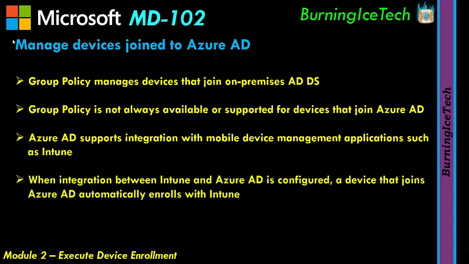When integration between Intune and Azure Active Directory is configured, a device that joins the Azure Active Directory is automatically enrolled with Intune. Now that's really going to save you a huge headache, because it can sometimes be a bit of a pain to join people's devices to the Intune environment. It all depends on how your company is set up, where your users are, and what kind of devices they have. That will dictate how easy or how difficult it's going to be to join these devices to your Intune environment. If you don't know what Intune does, stay tuned. We're going to be talking about that a little bit later.